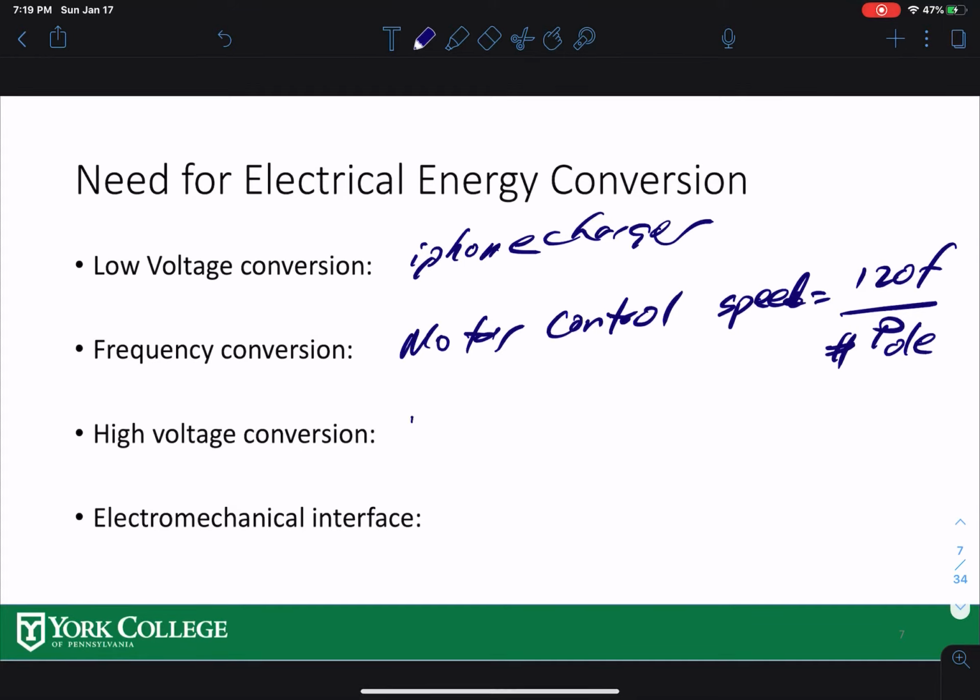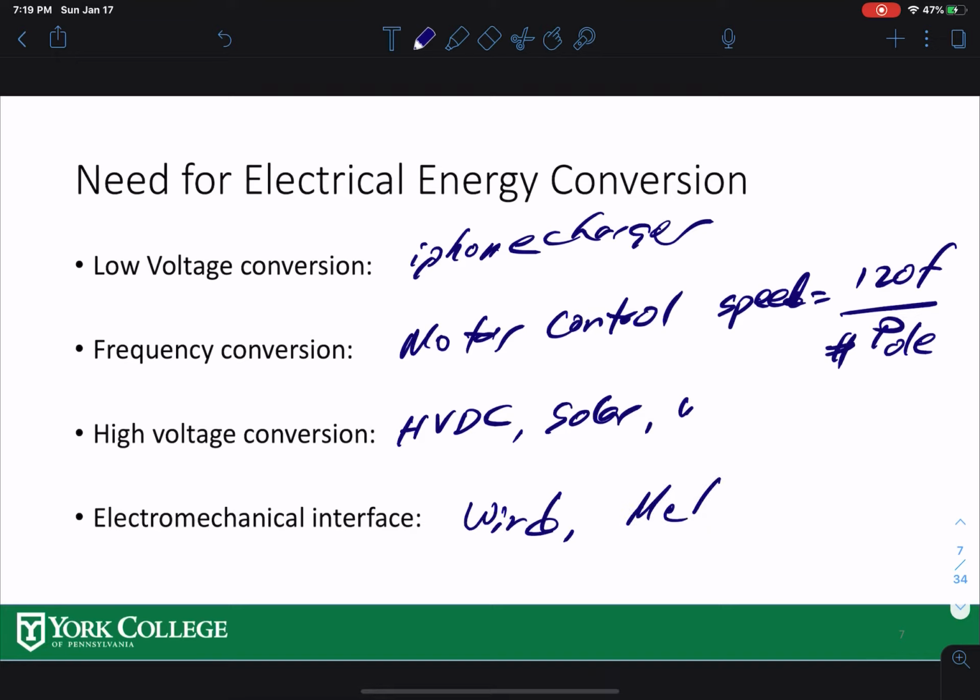And high voltage DC conversion, and also solar. If you have a big solar application, and wind also comes in here, electromechanical wind. And also mechatronics, any mechatronics. So these are the applications you can see around power electronics.